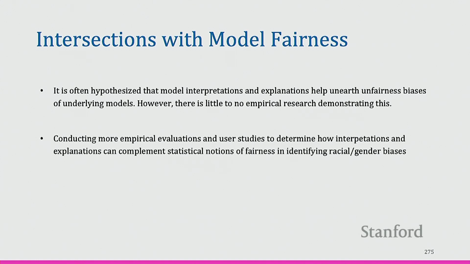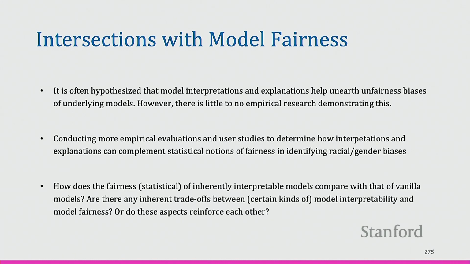So definitely conducting more empirical evaluations and user studies along these lines to determine how interpretations and explanations can complement statistical notions of fairness in identifying biases is important. Because there is already a bunch of literature on fairness, but that literature focuses on how to quantify statistically what unfairness looks like. The argument for explanations is when you can't clearly quantify what fairness looks like, that's when explanations can help. But that said, there are not many studies which show what the complementary capabilities of explanations or model interpretations are in detecting such unquantifiable notions of unfairness, right? So there is again a big gap there.